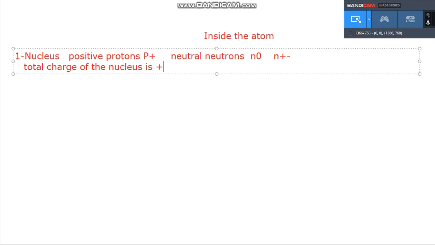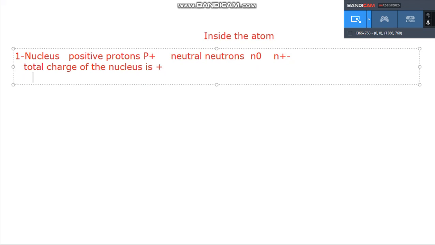Why? Because inside the nucleus we have positive protons and neutral neutrons. The neutral neutrons are not counted because they have no charge, so we count only the positive charge. So the total charge of the nucleus is positive. Now let's talk about the mass inside the atom.